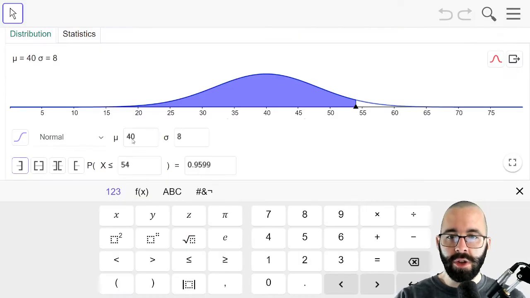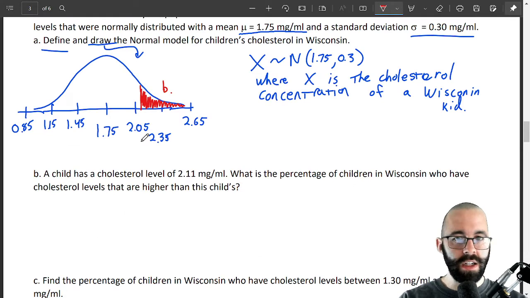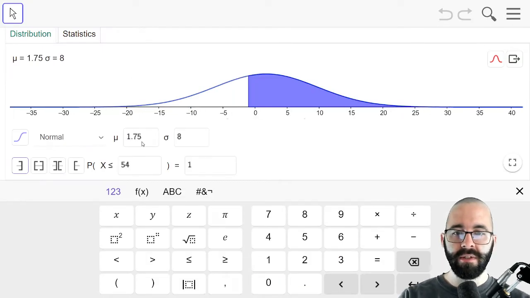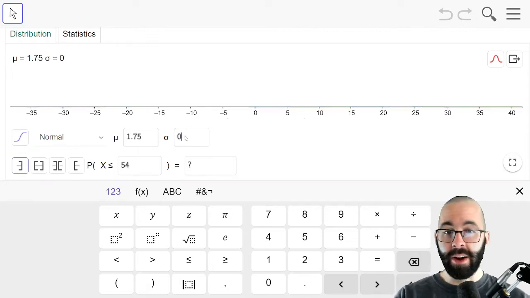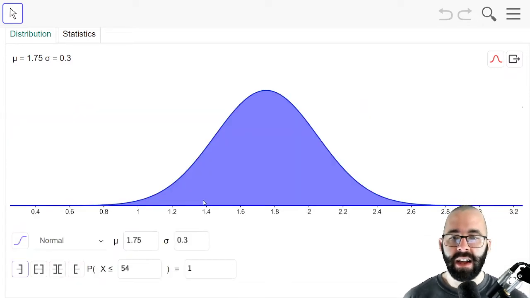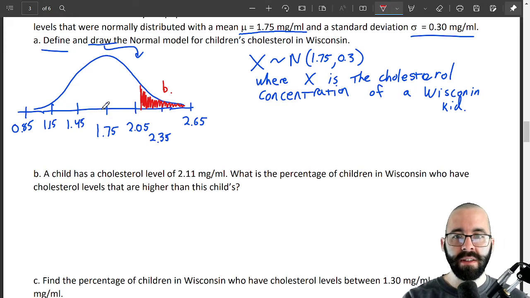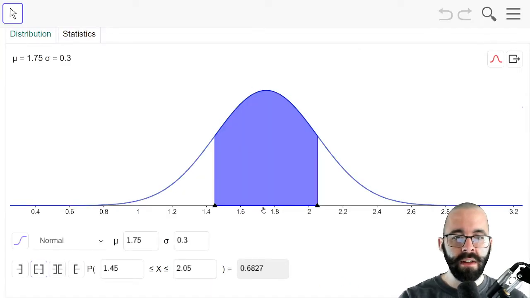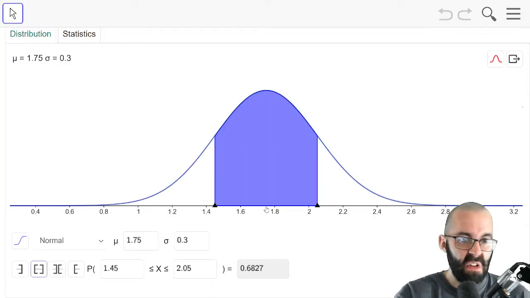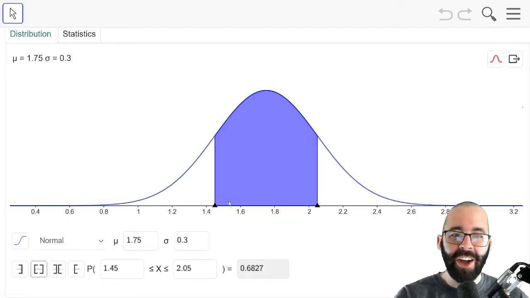Well, let's go over to GeoGebra, type in our mean, the average concentration, which was 1.75. And the standard deviation, I remember that one because I added and subtracted 0.3 a lot. And before we even calculate this, let's look at our graph. Is this graph labeled the same as ours? The middle should be at 1.75. The middle, yeah, sure, it's close to 1.75. And then is the scale kind of right? Hard to tell.